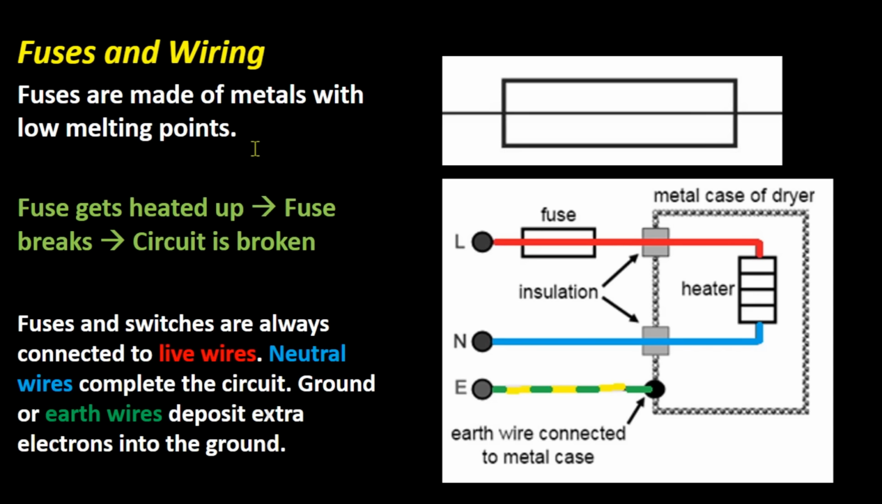Fuses are made up of metals with low melting points. So the fuse gets heated up, the fuse breaks, and the circuit is broken. Fuses and switches are always connected to live wires. Neutral wires complete the circuit, but they have a very, very low voltage, sometimes 0 voltage. And ground or earth wires deposit extra electrons into the ground. Live wires are usually brown or red, neutral wires are usually blue or gray, and earth wires usually are striped green and yellow. This here is the symbol for a fuse.